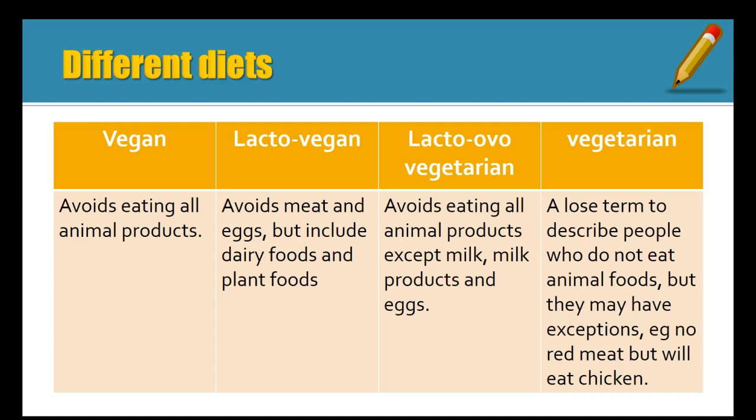Now, some people will choose to have different diets, which means that they don't actually have access to a lot of complete protein sources. So we've got, you might be familiar with vegan and definitely vegetarian, and then we've got what we call lacto-vegan and lacto-ovo-vegetarian. So a lacto-vegan diet is where they avoid all meat and eggs but include some dairy foods, and a lacto-ovo-vegetarian means they avoid all animal products except milk, milk products, and eggs. And then a vegetarian is for someone that doesn't eat animal meat, but will eat any byproduct, or they might eat chicken, or they might eat fish. That's pescatarian as well.